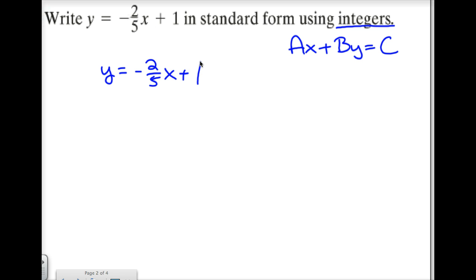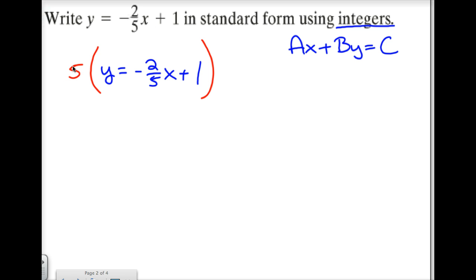And you can multiply, as long as you do the same thing to one side, the same thing to the other side, you can do anything to an equation. So what we're going to do is we're going to actually get rid of the denominator first. We're going to multiply everything by 5. So the entire equation, I'm going to multiply by 5.